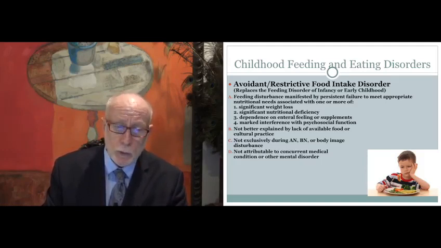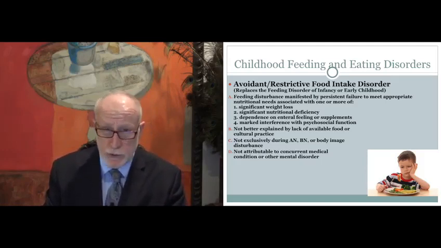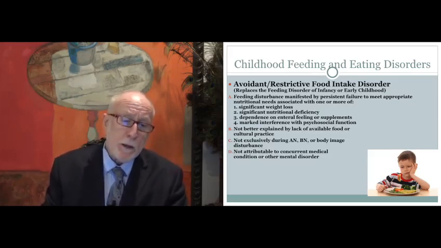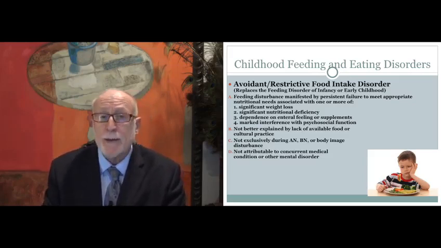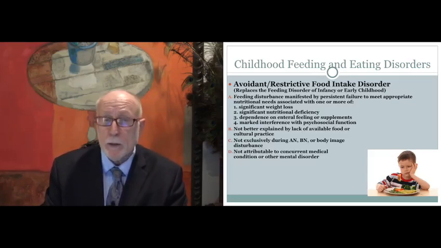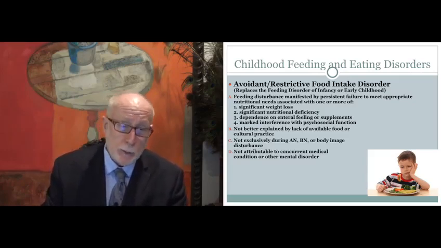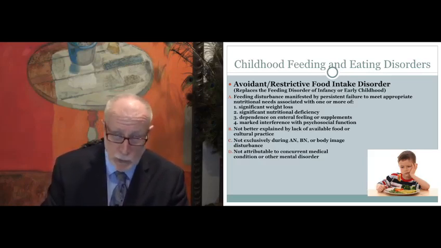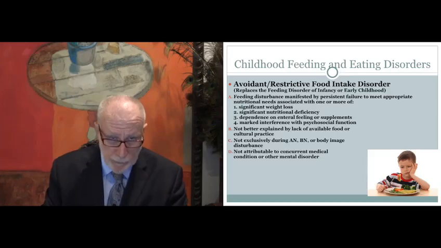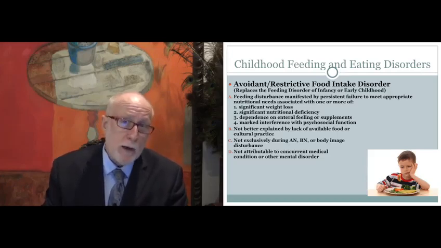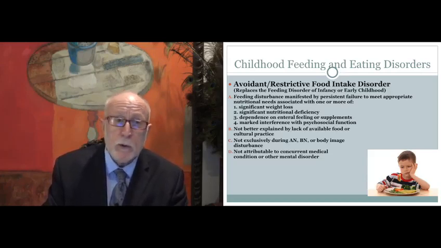Importantly, there are rule-outs with avoidant restrictive food intake disorder, just as with pica. So, for example, avoidant restrictive food intake disorder cannot be better explained by something like the simple lack of available foods. If the person is losing weight and only eating a restricted diet because there's only limited amount available, the family is growing corn and corn is all they have to eat. Well, obviously that's not an avoidant restrictive food intake disorder. That's an insufficiency of a food source.